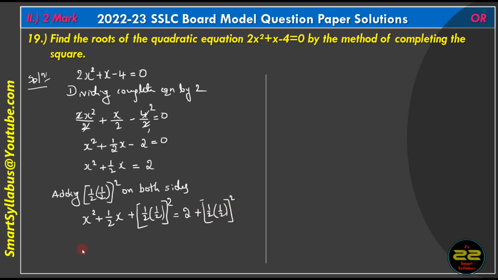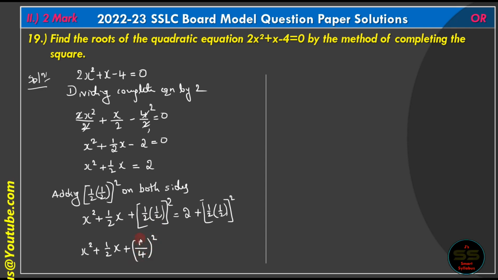Okay, enough. So we'll get here x square plus half x plus this 1 into 1 is going to be 1, 2 into 2 is going to be 4, the whole square. Don't square this term, just keep it like this. That's equal to here 2 plus, we just check here, 1 into 1, it's 1, 1 square is 1.